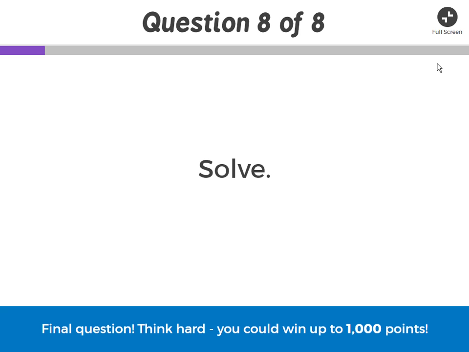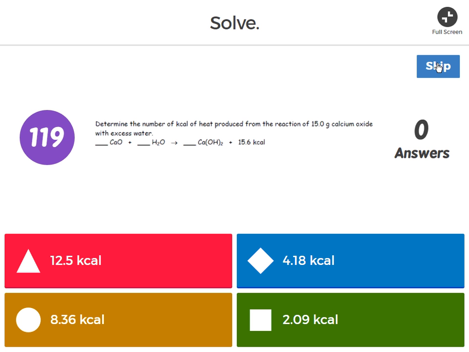Last one, solve. Now you got to get close. This one's a little tiny picture from memory. Sorry. Let me read this out loud. Determine the number of kilocalories of heat produced from the reaction of 15 grams of calcium oxide. Do not take pictures of the cahoots. Just get going. So you may have to look at the equation first. Calcium oxide plus water yields calcium hydroxide and 15.6 kilocalories.